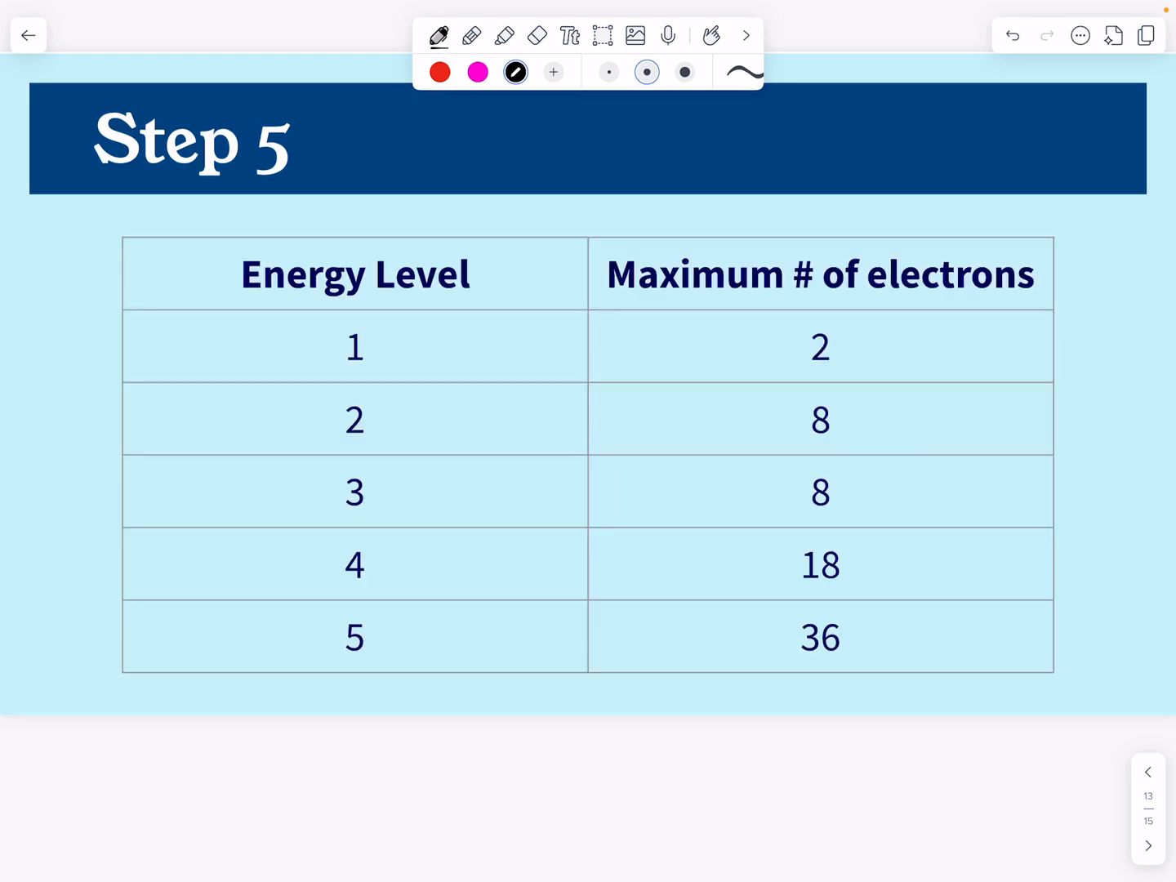So take a second and record these in your notes. The first energy level can hold 2 electrons, the second 8, third 8, fourth 18, and the fifth 36. Generally, we're not going to go past 4 when we do ours, but as they go higher, there are some exceptions, so most of the time we'll stick to 4 or less.